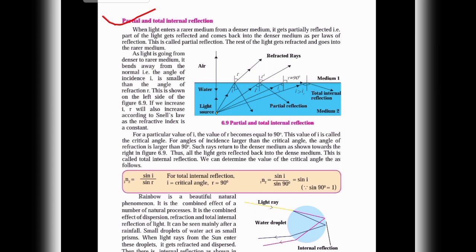What is meant by total internal reflection? We get it from this point. When light enters a rarer medium from a denser medium, it gets partially reflected, that is, part of the light gets reflected and comes back into the denser medium as per the laws of reflection. This is called partial reflection.